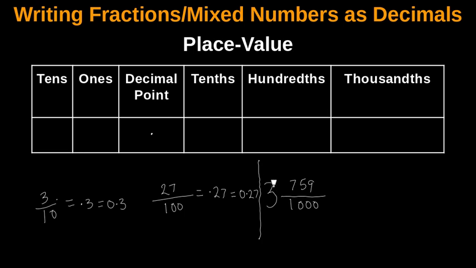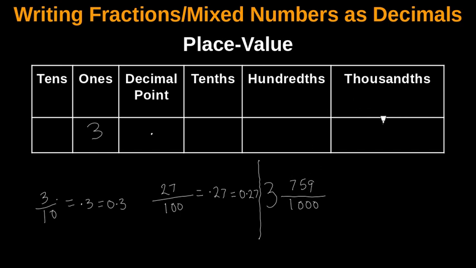Your whole number is 3, and that's in the ones place, so you just fix in your 3 here, and then you deal with your fraction after your decimal point. So your denominator is in the thousands place. That means the last digit of your numerator has to be in the thousandth place. Our numerator is 759. The last digit here is 9.